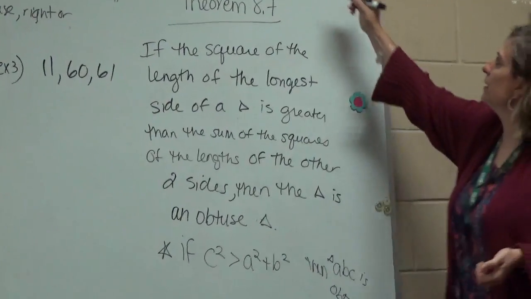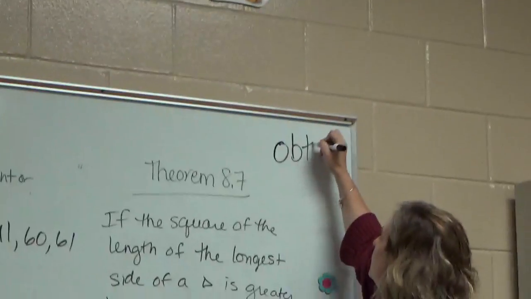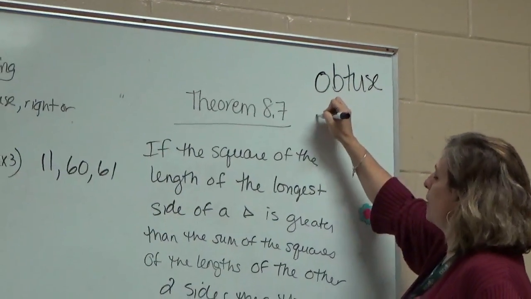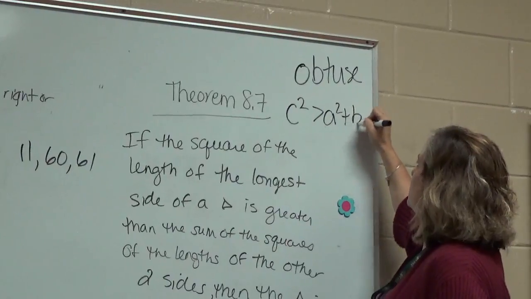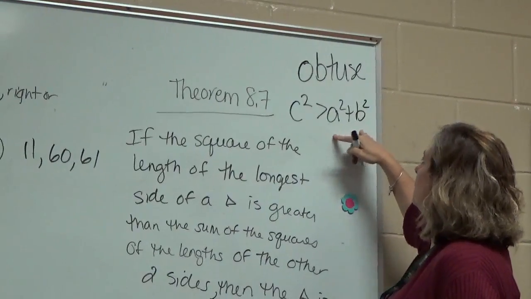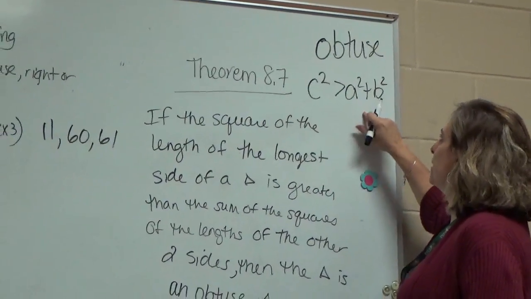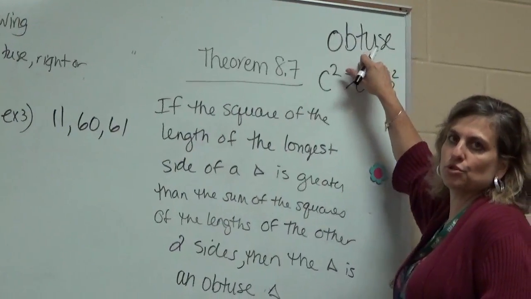So what I'm saying is, for this triangle to be obtuse, if you square a and b, add a squared and b squared together, c squared is going to be bigger than them, and that's going to be an obtuse triangle.